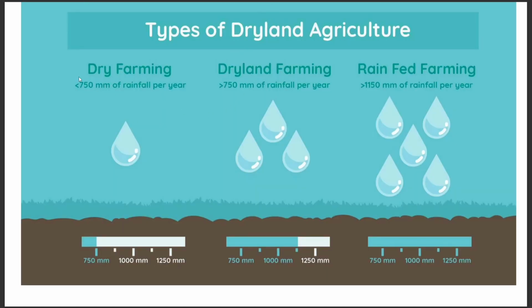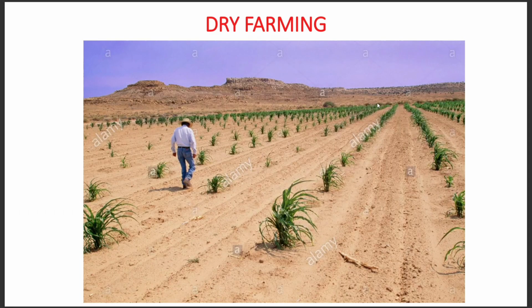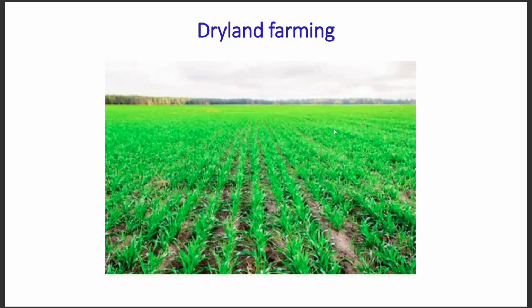So, types of dryland farming. Dry farming has less than 750 millimeter of rainfall per year. If it is more than 750 millimeter of rainfall per year, then it is known as dryland farming. And in rain-fed farming, more than 1150 millimeter of rainfall per year. This is the picture of dry farming. You can see there are no irrigation facilities. And in dryland farming, we mostly depend upon the rainfall, and in that area we don't give any irrigation also.